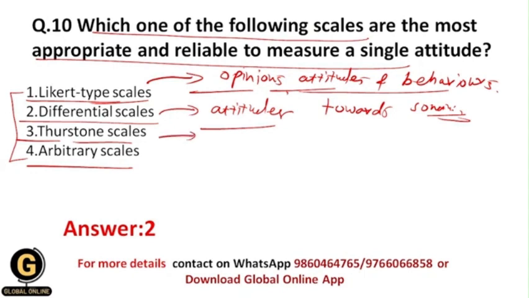The Thurstone scale measures respondents' attitude by using a series of agree-disagree statements of various weightage. Okay, so basically here again you can measure the respondents' attitude, but by using a series of agree-disagree statements of various weightage. That's why here you can't measure only a single attitude. So over here you can measure different types of attitude of a single person. Okay, that's why this option again gets eliminated.